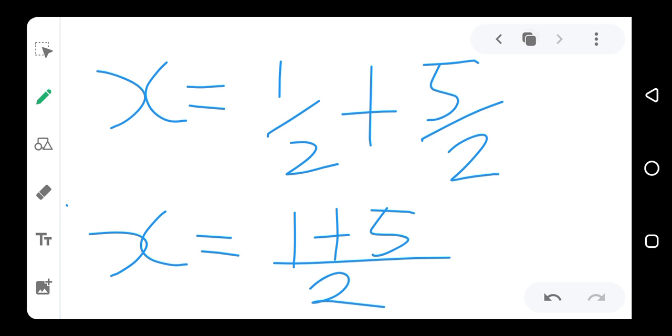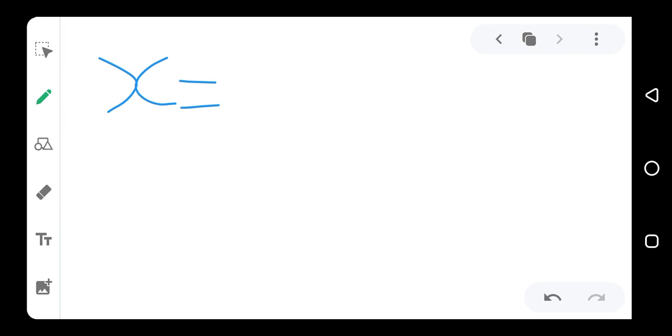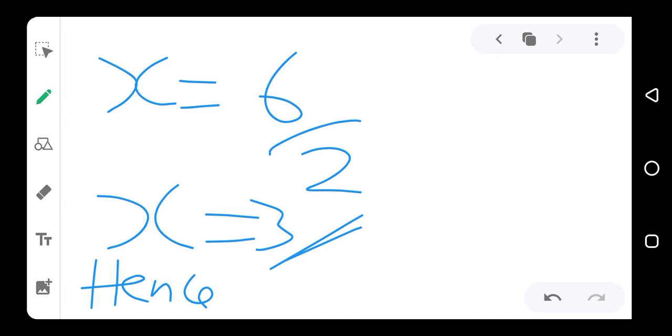So this becomes x is equal to 1 plus 5, which is equal to 6. So we have 6 over 2. So it means that x is equal to 6 over 2, which is equal to 3. So we now say that when y is equal to 5, x is equal to 3. This is our answer.